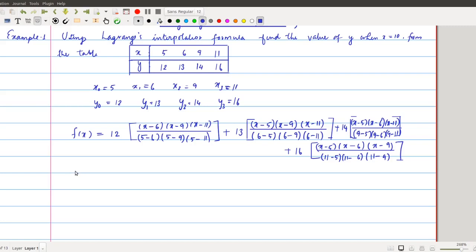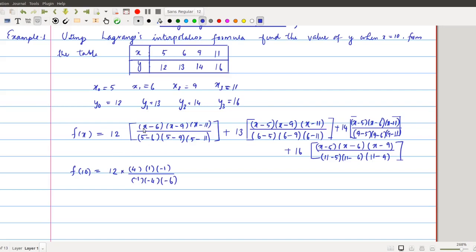So now our intention is to find f of 10. So the value of f at x equal to 10, then what is f of 10? In order to evaluate f of 10, you need to put 10 in this expression. So when you simplify this, you can get 12 times 4 times 1 times minus 1 divided by minus 1 times minus 4 times minus 6. Okay, so this is obtained by putting x equal to 10 in the first term.